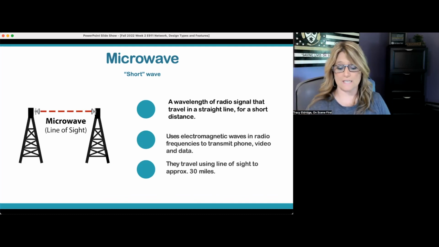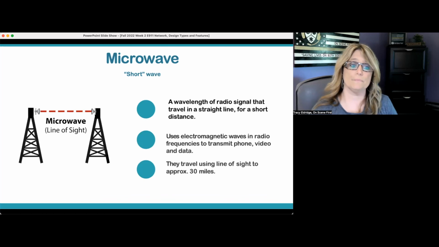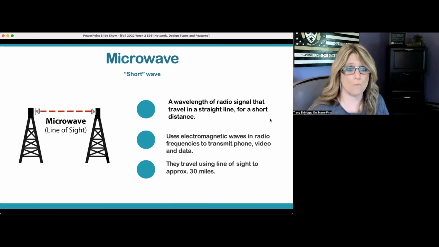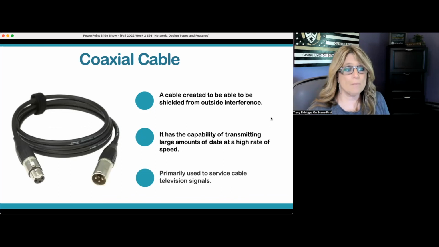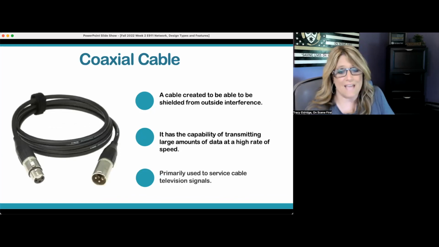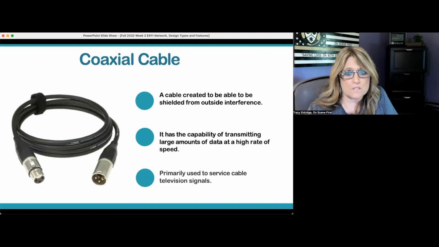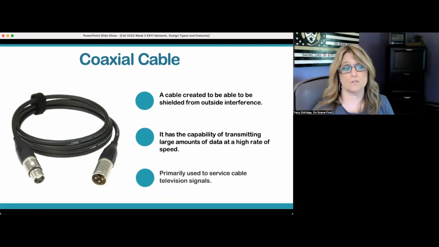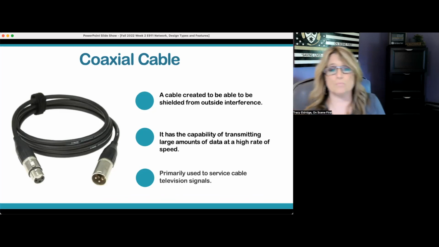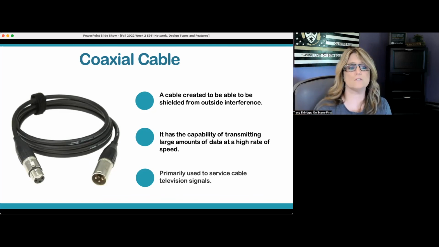You definitely need to have some repeaters in place to allow that information to go from one place to the other. Then we have coaxial cable. You usually see this in cable television situations, as you can see in that third bullet. But it's a cable that's been created to shield outside interference. So coaxial cable also is pretty protective when it comes to interference.